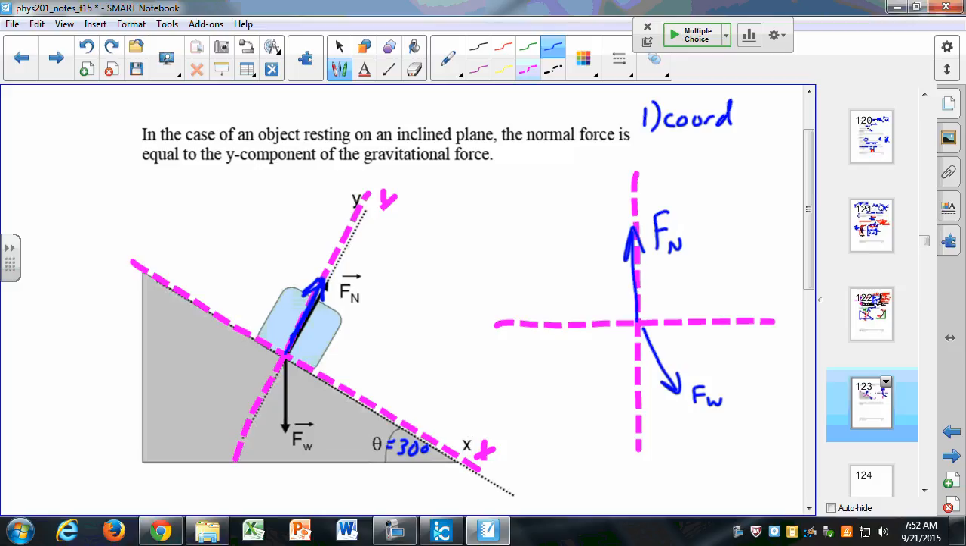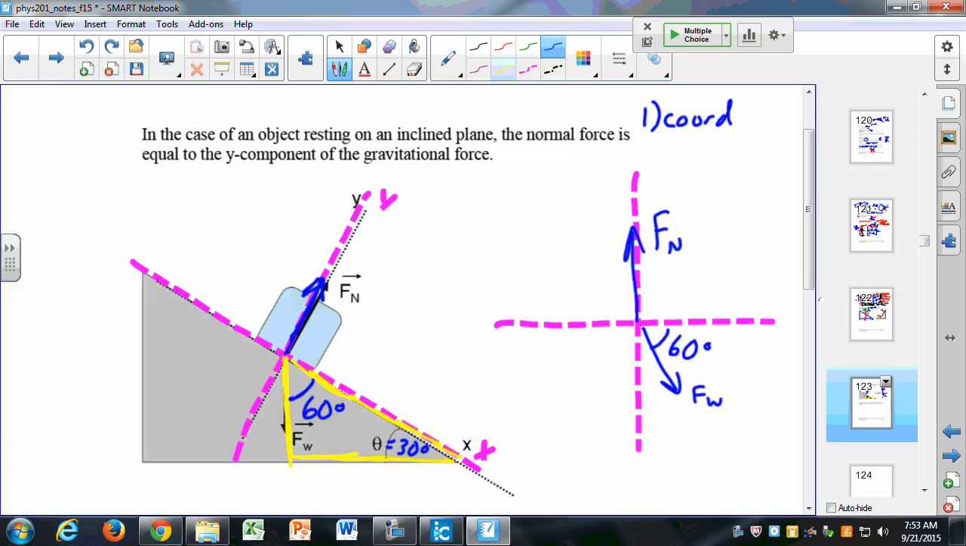It's going to be 60, right? Because notice that you have a triangle here. I'll outline it for you. I have a right triangle right here. So if that angle is 30 degrees, that means this angle is 60 degrees.